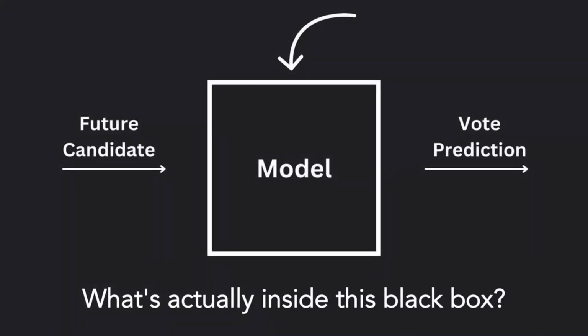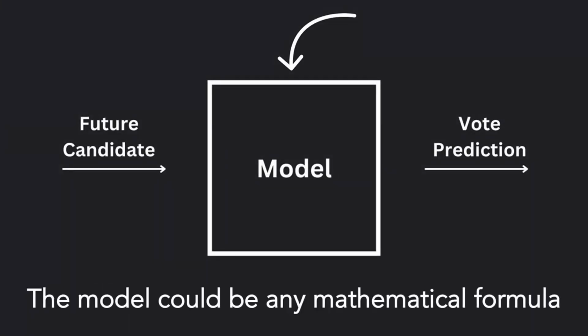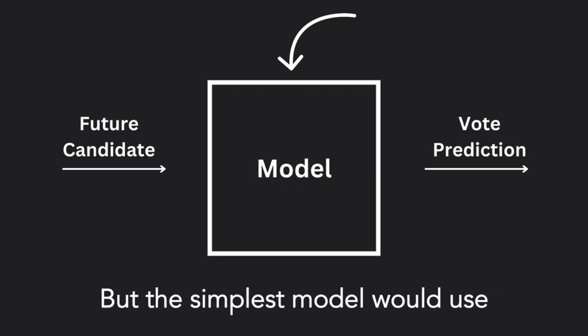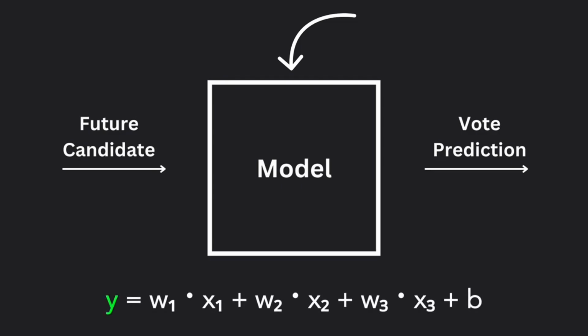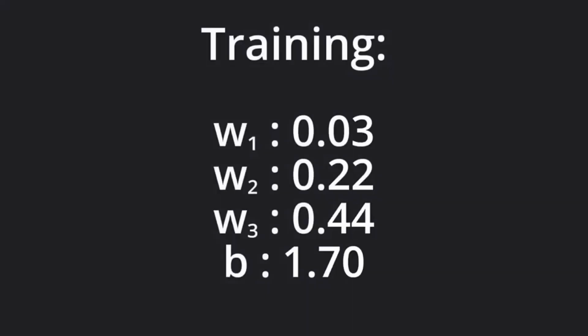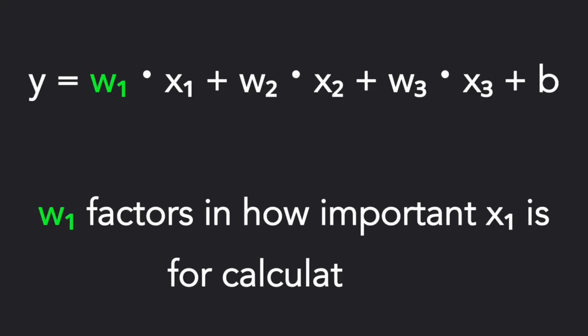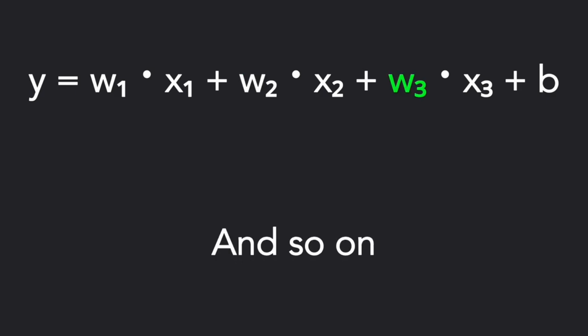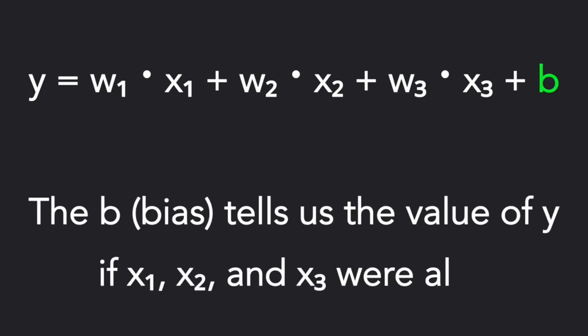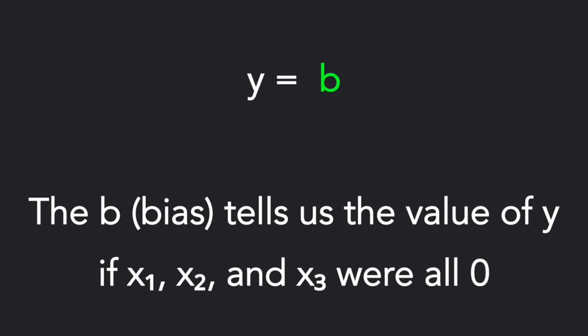What's actually inside this black box? The model could be any mathematical formula, but the simplest model would use this equation to make its prediction for y, given x1, x2, and x3 as input. During the learning phase, the values for w1, w2, w3, and b are updated until we're satisfied with the model's accuracy. w1 factors in how important x1 is for calculating y, w2 factors in how important x2 is for calculating y, and so on. The b tells us the value of y if x1, x2, and x3 were all 0.